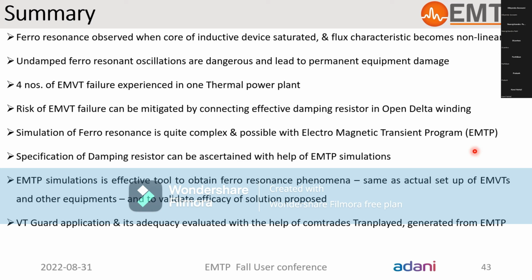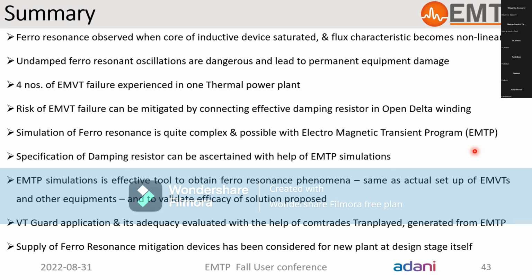The VT-Guard application and its adequacy were evaluated with the help of the component transplay, which was actually generated from the EMTP. After satisfactory evaluation, the device has been connected to the EMVT in the open delta winding. And finally, the supply of the ferroresonance mitigation devices has been considered for our new thermal power plant at the designing stage itself.